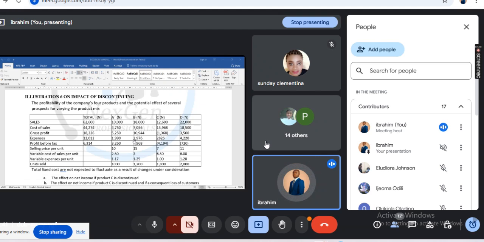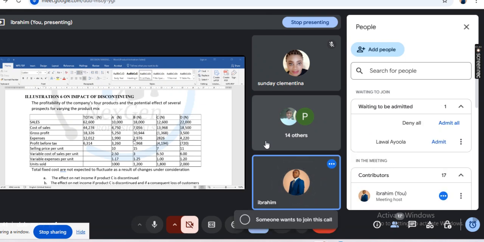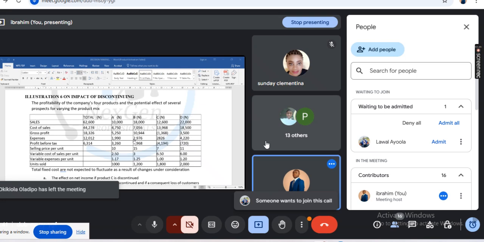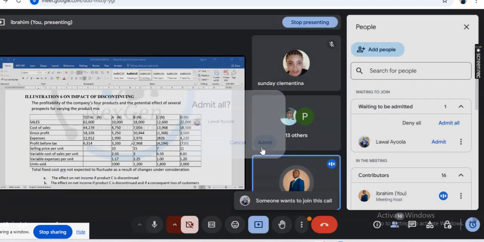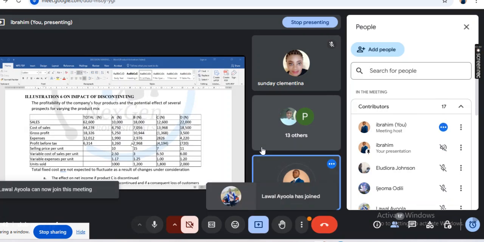Because consumers can be so funny, when you discontinue that operation, you don't know it is because of that product that they are buying your other product. Now, we want to know the impact of the discontinued operation. Is it going to increase the profit or reduce the profit at the end of the period? That is what we want to look at.